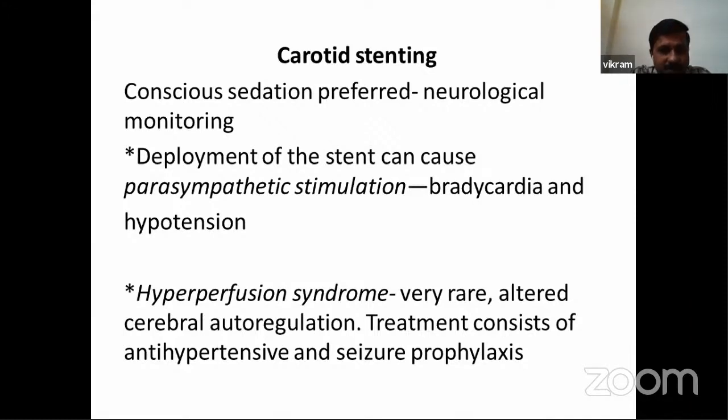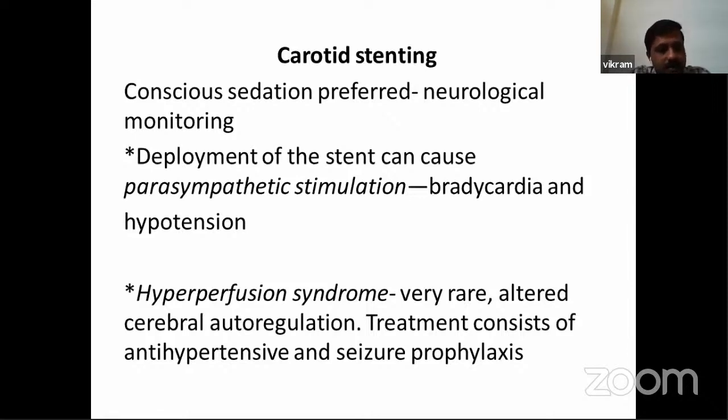That's because once a stent is placed, there can be activation of the stretch receptors, resulting in parasympathetic stimulation. And many times we have to start these patients on vasopressors after the procedures.